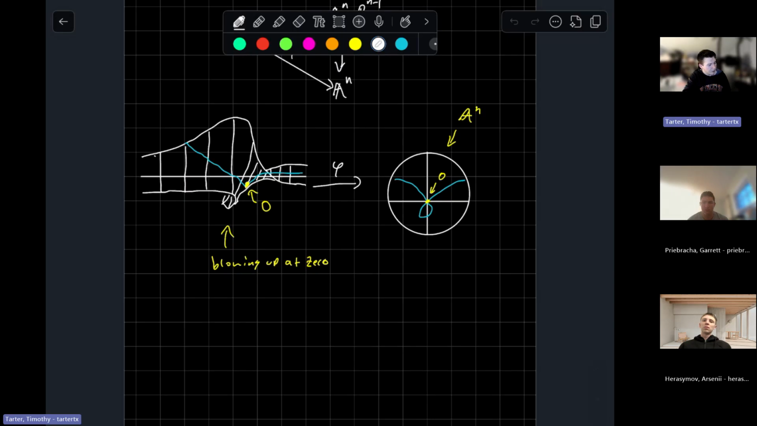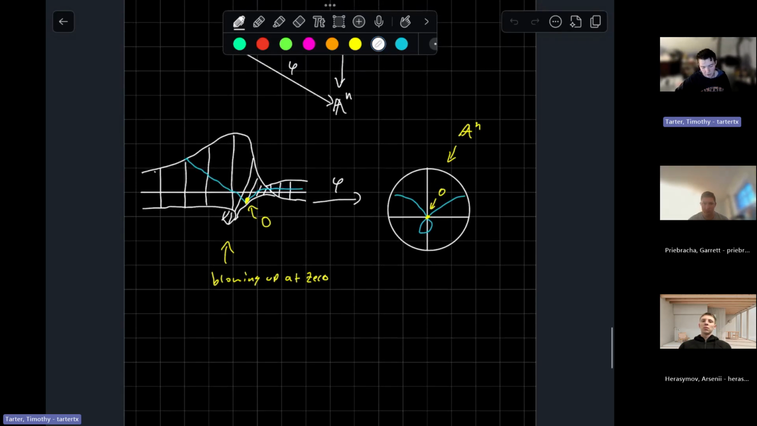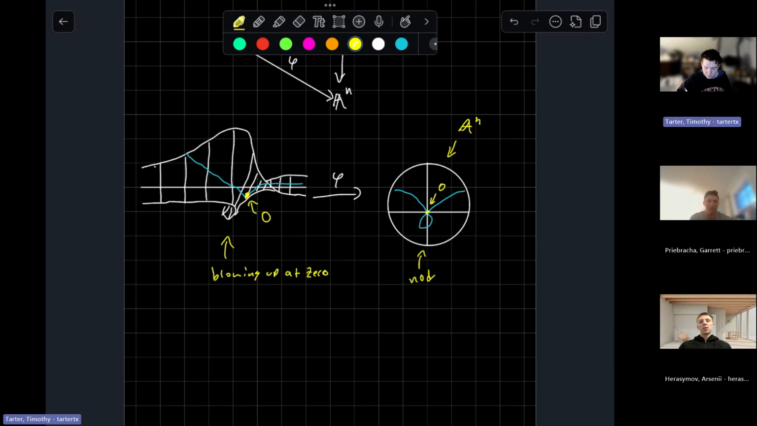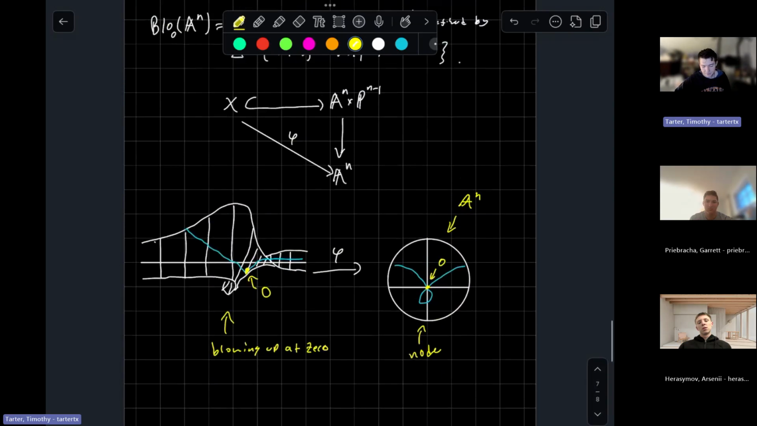There's a name for this type. If there's a node, then we can blow it up into the picture on the left. So this on the right is called a node. We can blow up a node into this thing on the left through phi, basically by attaching a tangent bundle at 0.